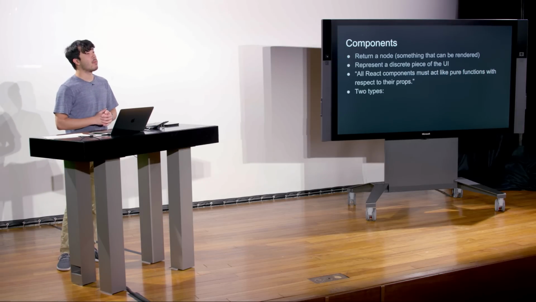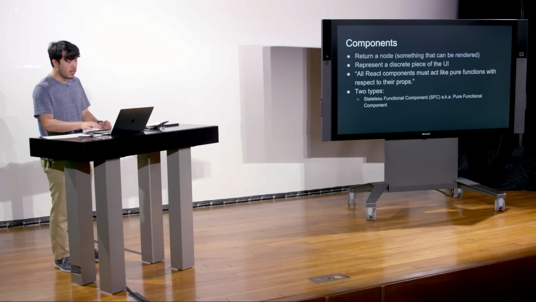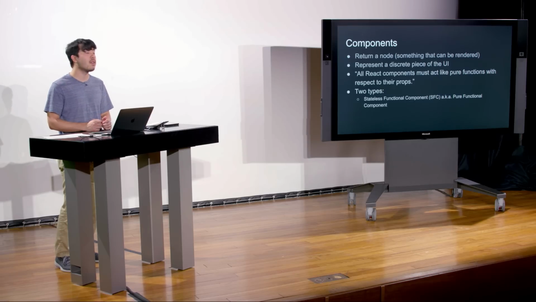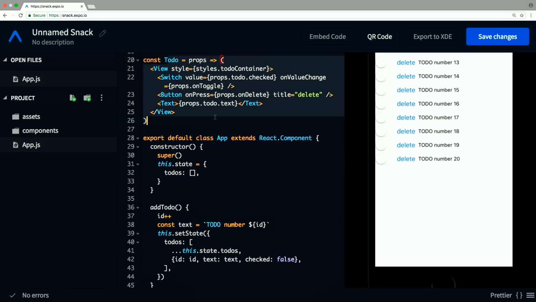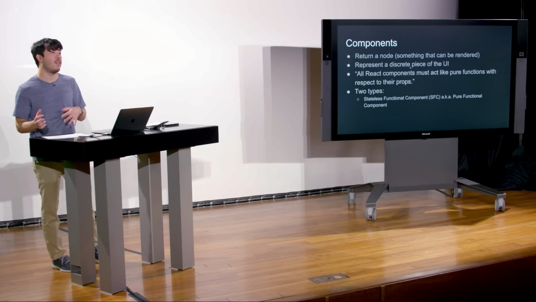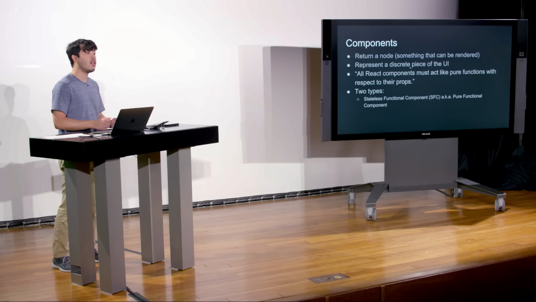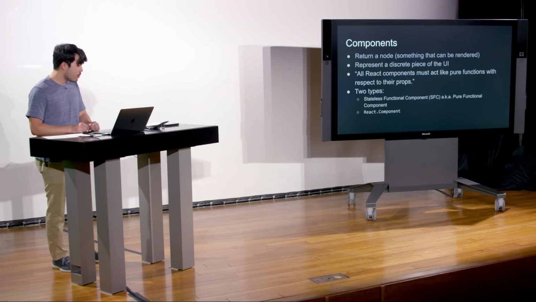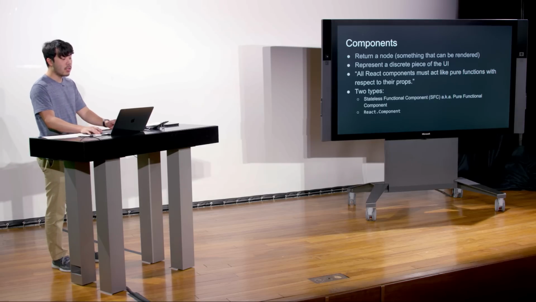There are actually two types of components, and we've actually seen both of them already. So first is this thing called a stateless functional component. You might see it abbreviated as SFC, or if you're reading blog posts online, some people call them pure functional components. And what those are basically just functions. So something like this to-do that we've created is just a function that takes in props and returns some node. It has no concept of state. And so that's why it's called a stateless functional component. It's just a function with no state. And the second is a React.Component, which we've been extending from, but we haven't really talked about it too in depth. And so first, let's talk about stateless functional components.